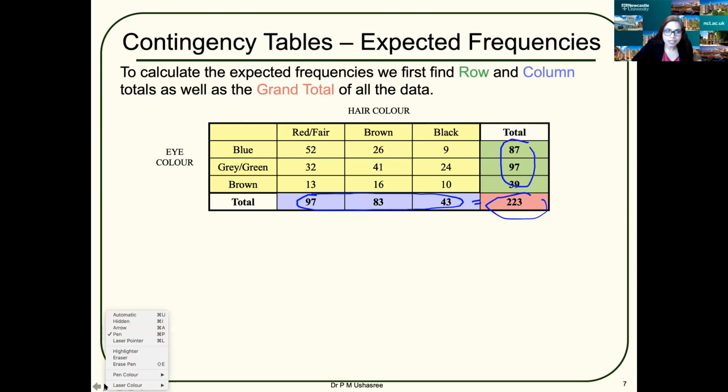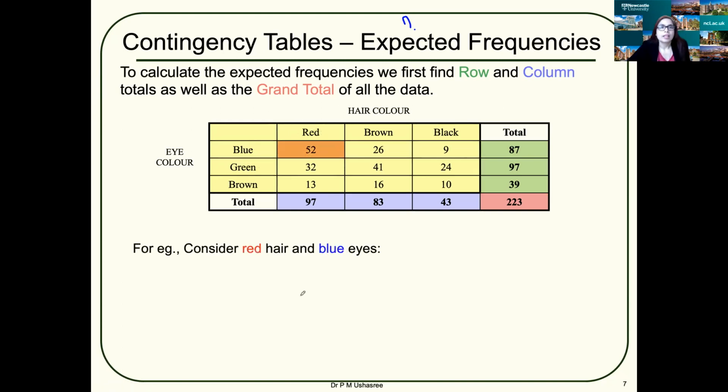So once you have finished calculating the row total, the column total, and the grand total, you can start calculating the expected frequencies. What are the expected frequencies? Remember, we are just assuming that the null hypothesis is true, that is, there is no dependency. So consider the red hair and blue eyes, that is, men with red hair and blue eyes. So we have 52 men here.